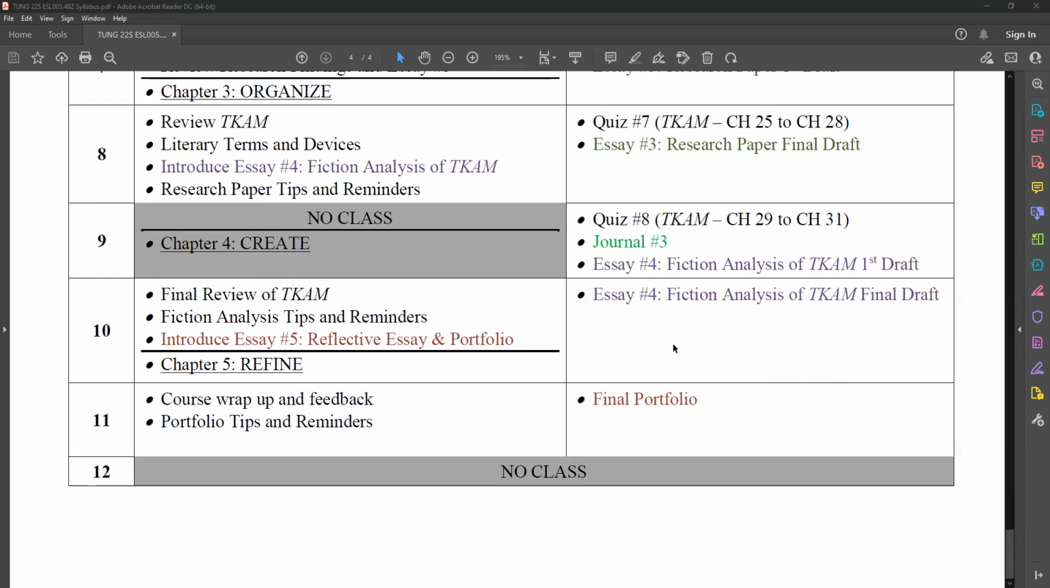And then week 11, that Monday, we'll have our course wrap up and feedback for everything, portfolio tips and reminders, because remember, I cannot help you with the content and the specifics of essay number 5 and the portfolio, but I can give you a lot of tips, and I'll give you as much information as I can without directly helping you, because I'm not allowed to do that. And then week 11, your final portfolio is actually going to be due at the end of week 11. It's not due during finals week. It's due at the end of week 11. So I'll remind us of that throughout the quarter. But that means for finals week, at least for this class, you may have other classes, but for our class, you'll be done with this class even before finals week. So that's the good news.